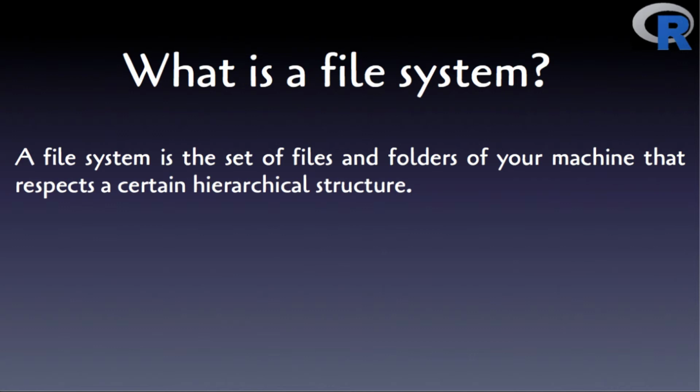A file system is a set of files and folders of your machine that respects a certain hierarchical structure and that you come across every day when you open and work on your computer. All operating systems have graphical user interfaces that represent folders or directories as envelope icons that you can double-click on and see their contents. By the way, I use the terms directory and folder interchangeably, since both essentially mean the same thing. They are simply meant to contain one or more files or other folders.